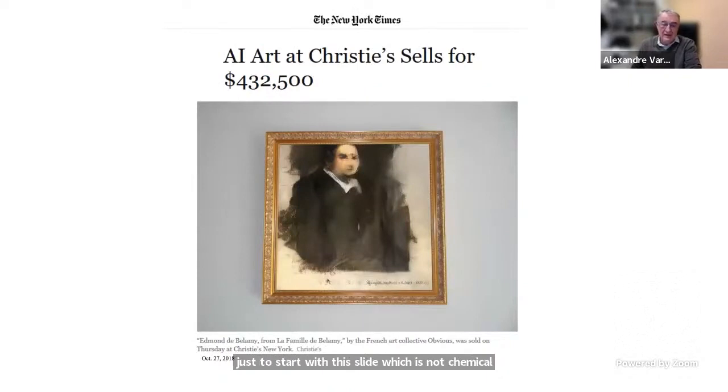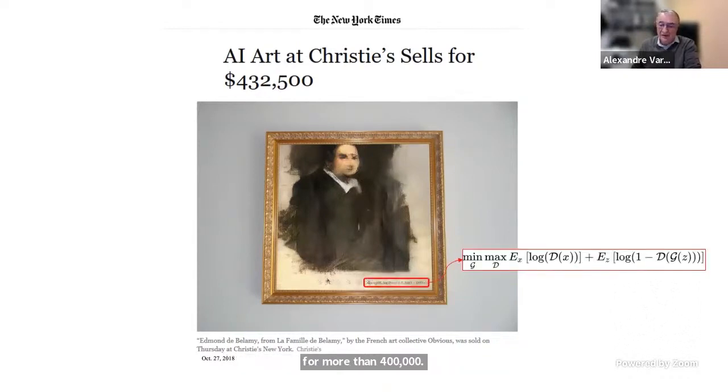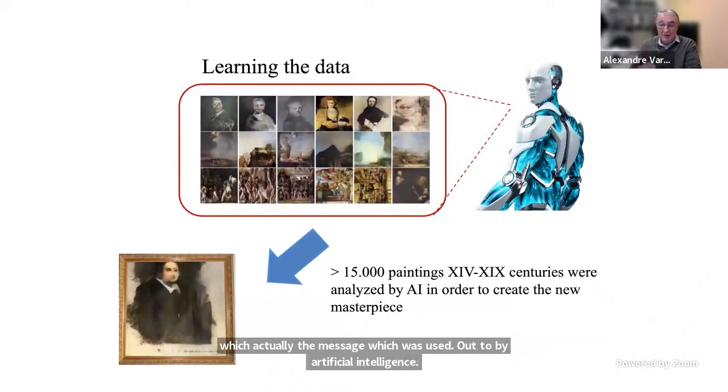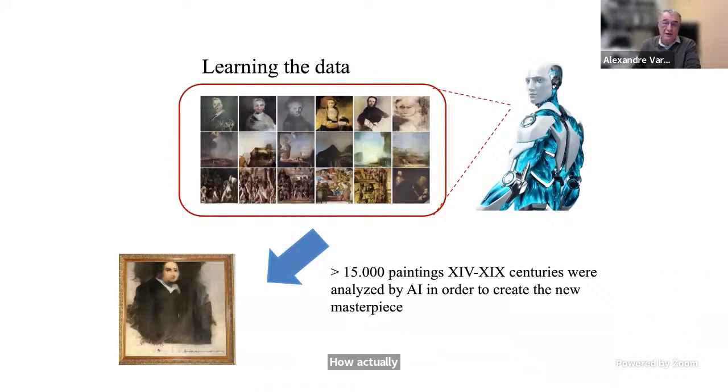So this is a painting which has been sold for more than $400,000 at Christie's, and the signature is this. It is made fully by artificial intelligence, and the signature indicates the basic formulas of generative adversarial networks, the GANs, which is actually the method which was used by the artificial intelligence. How did the AI proceed? The algorithm analyzed more than 15,000 paintings, and then the trained model allowed it to generate a new masterpiece.